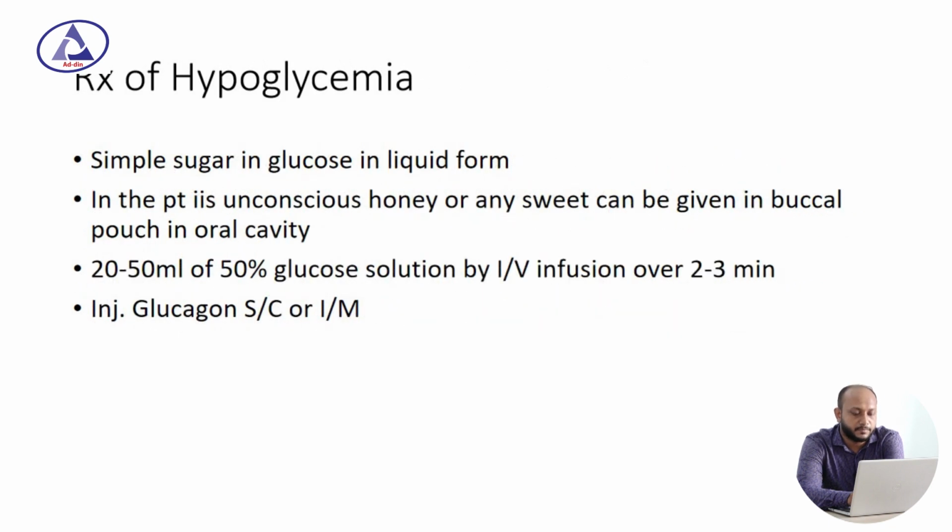Now, how will you treat a case of hypoglycemia? If the patient is conscious and able to swallow, then give simple sugar or glucose in liquid form. If the patient is unconscious, then we will give honey or any sweet in the buccal pouch or oral cavity. Another management is 20 to 50 ml of 50% glucose solution by IV infusion over 2 to 3 minutes. Or we can give injection glucagon by subcutaneous or IM route.